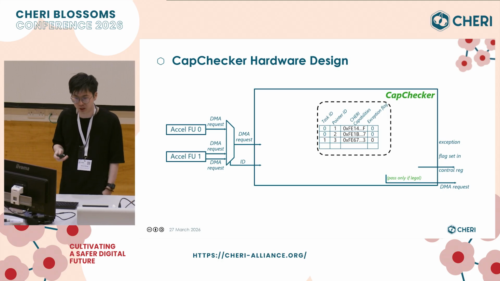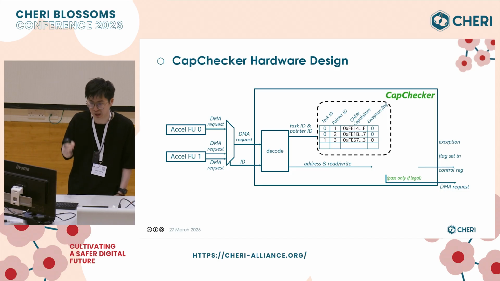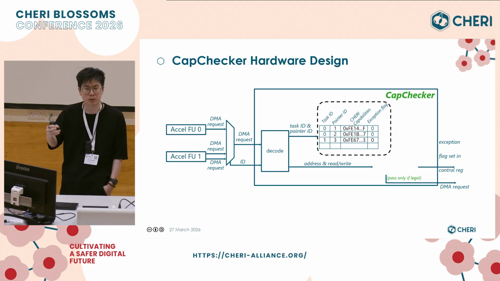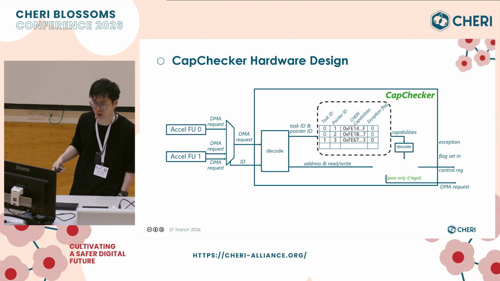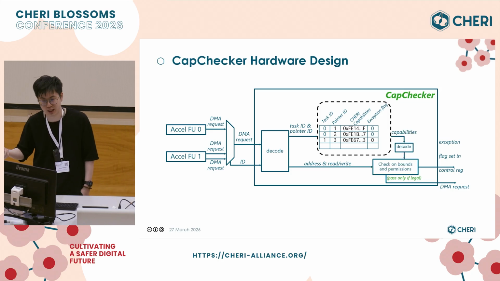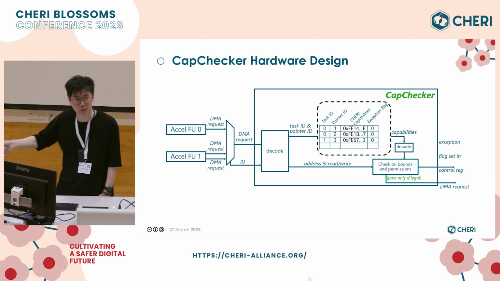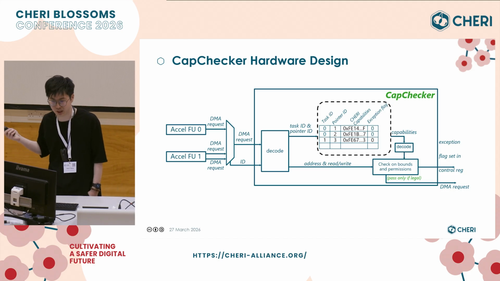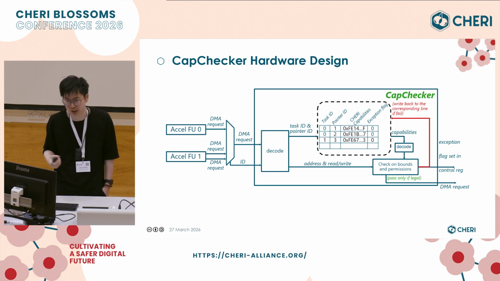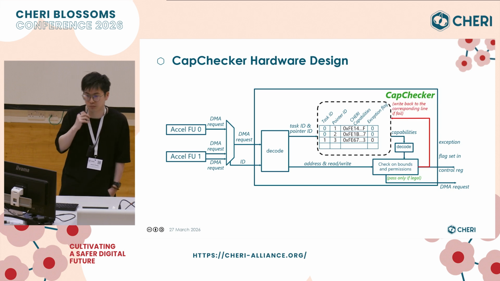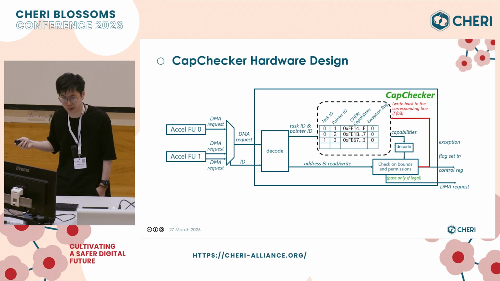Whenever there is a memory access, it will be decoded, and based on the task and the pointer ID, we will be able to identify the capability we want to use. We fetch the capability, decode it, and check whether the memory access is valid or not. If everything is okay, we just move it past this to the DMA or interconnect, so everything works as normal. If not, we will trigger an exception flag, put this into the repository, and then report this to the CPU. Okay?